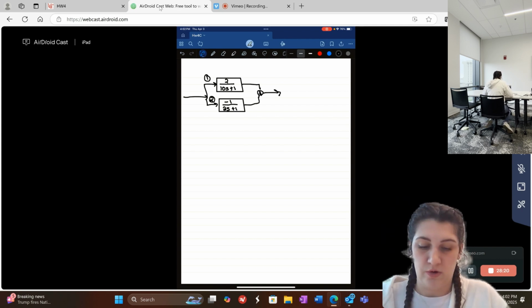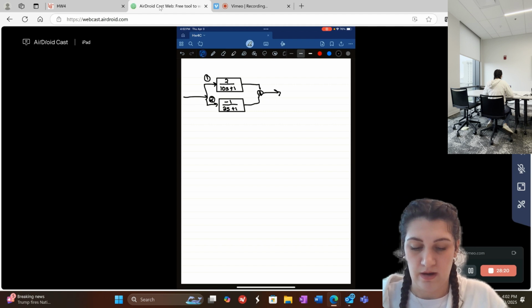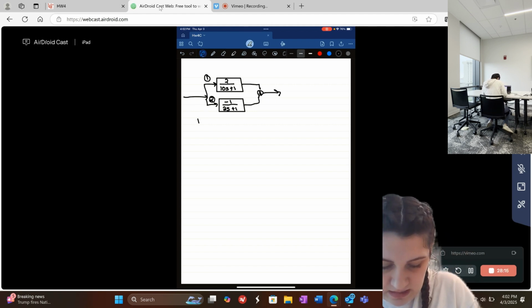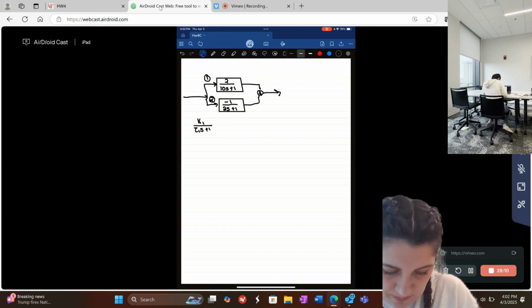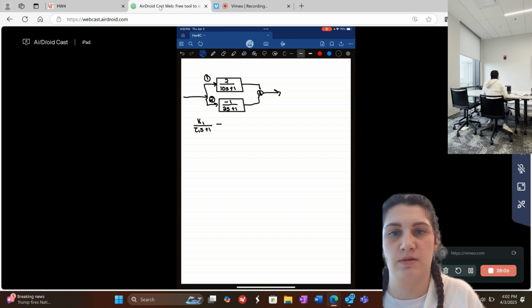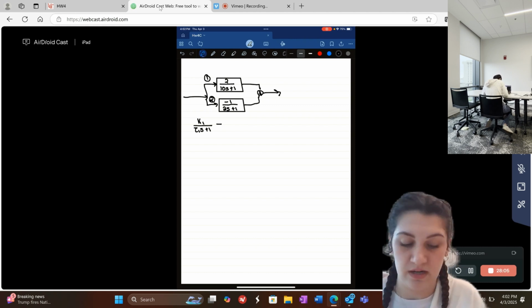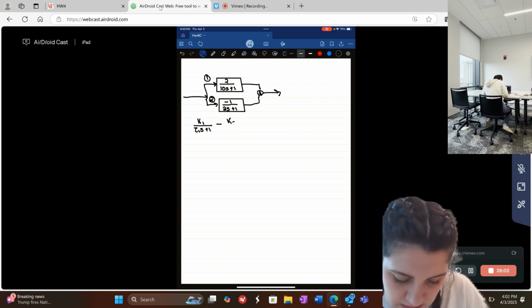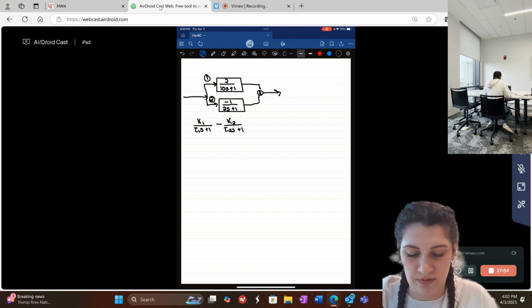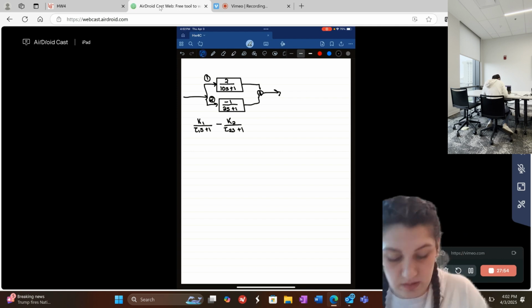Now these are both first order processes, so we can write this as K1 over tau 1s plus 1. And then we're just going to say minus, because adding a negative is really just subtracting. So call this K2 over tau 2s plus 1. Now we can put this over a common denominator.